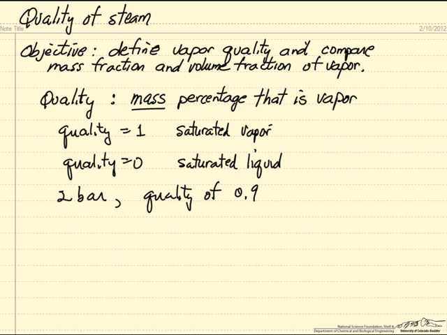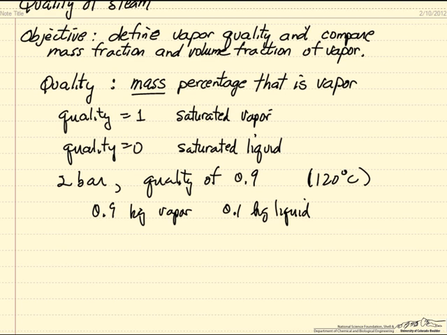So let's consider steam exiting a turbine at 2 bar and it has a quality of 0.9. So what that means is there's 0.9 kilograms of vapor for every 0.1 kilograms of liquid. And since it's at saturation conditions, from the steam tables, we're at 120 degrees C to 3 significant figures. That's the saturation temperature. So on a mass basis, 90% of the steam is vapor. The question is, what's the percentage on a volume basis?